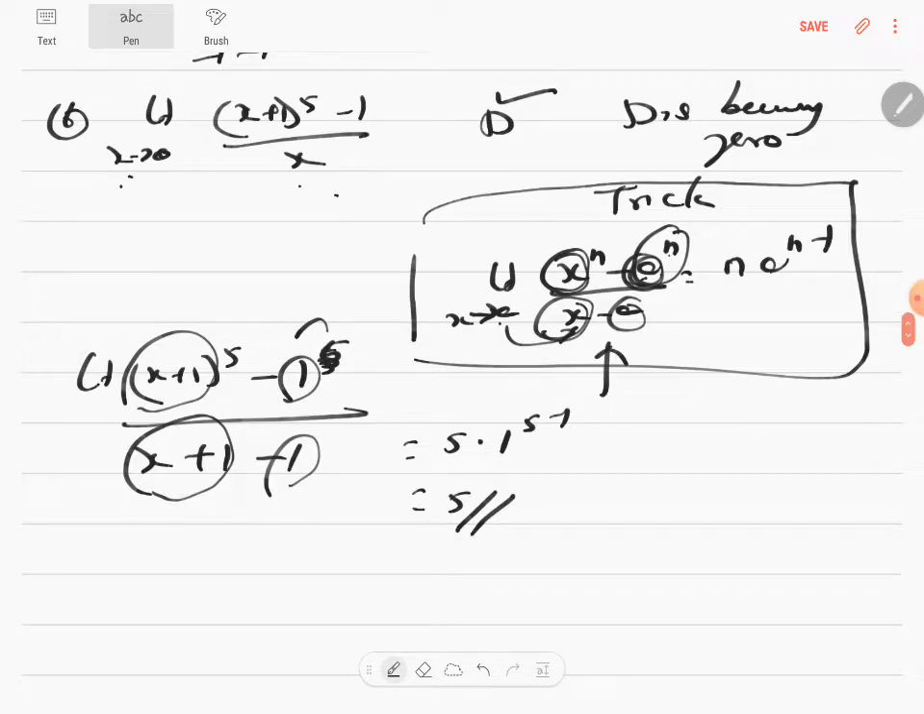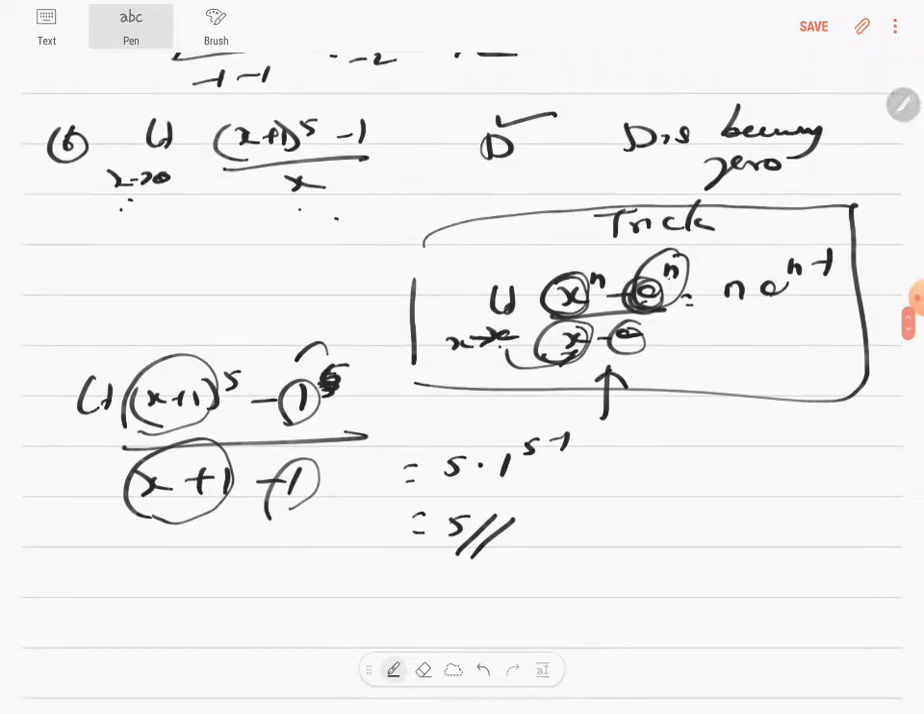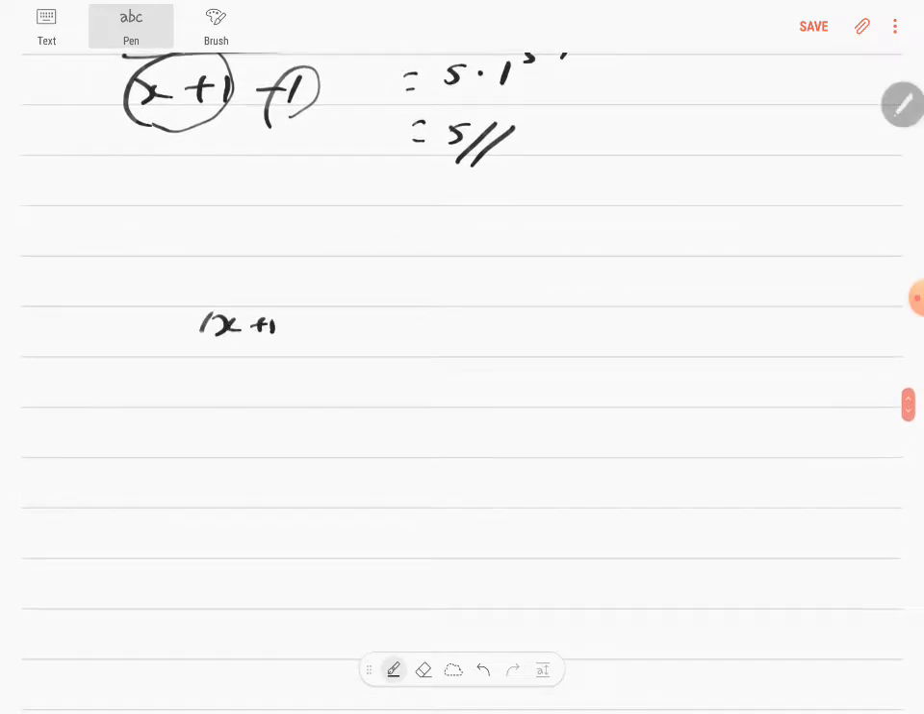Are you getting clearer? What is that issue? (x plus 1) to the power 5 minus 1 to the power 5. Then cover this 5 with your hand, and below it is x plus 1, minus 1.